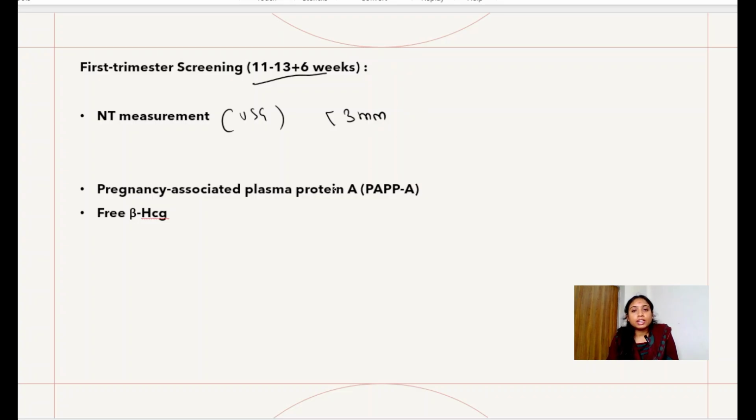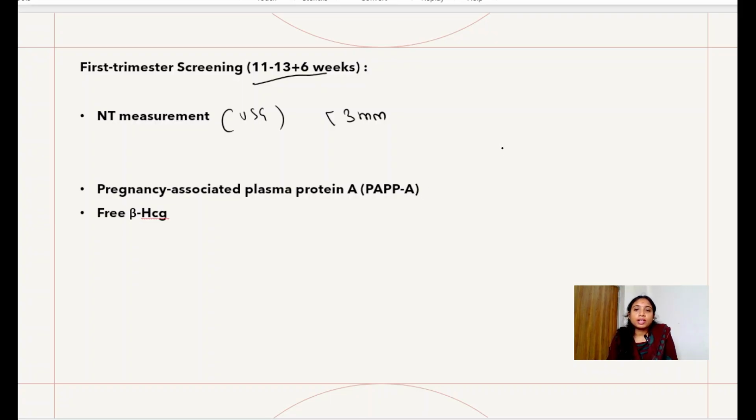Not only in elevated NT, if the mother has had a previous aneuploidy baby, the mother is obese, or has maternal diabetes mellitus or high maternal age, in conditions like these we must do the double marker. So double marker includes pregnancy associated plasma protein A and free β-hCG.